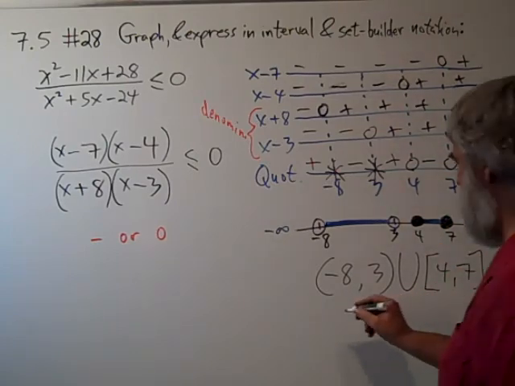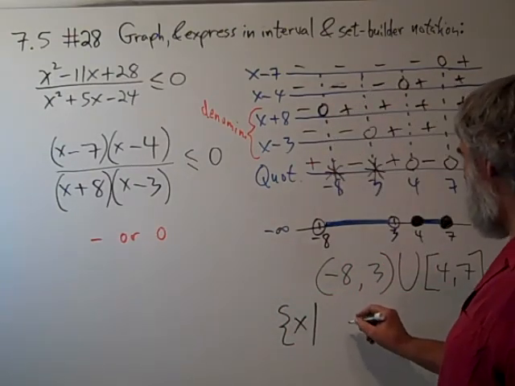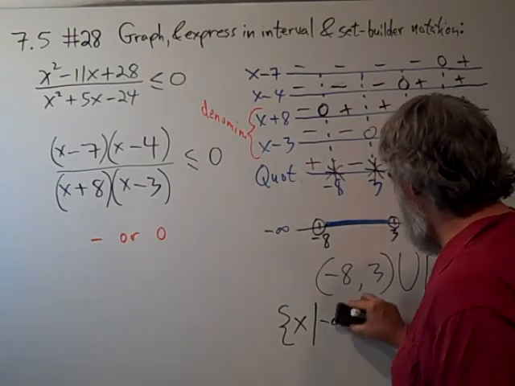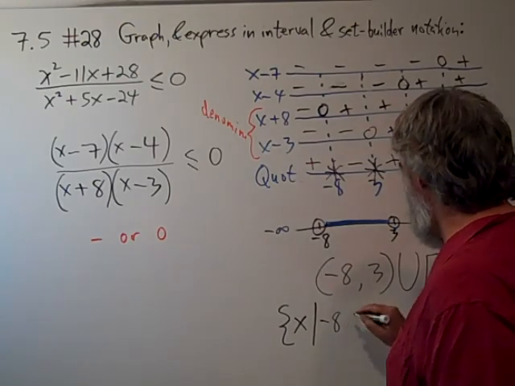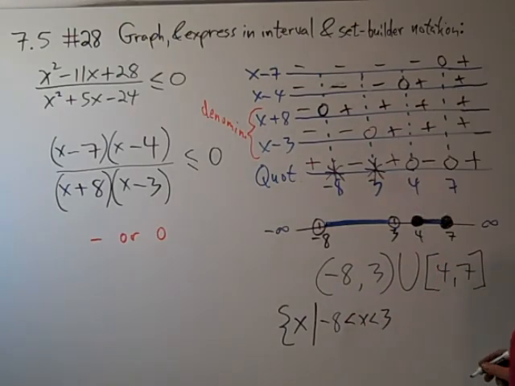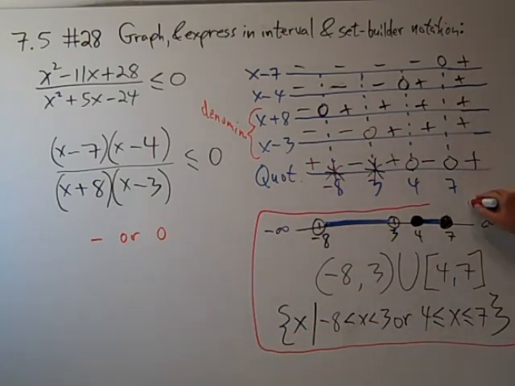In set builder notation, this is the set of all x such that x is between negative 8 and 3, or x is between 4 and 7. This is including the endpoints, and that other one isn't. So here we have three different ways of expressing the solution set to this rational inequality.